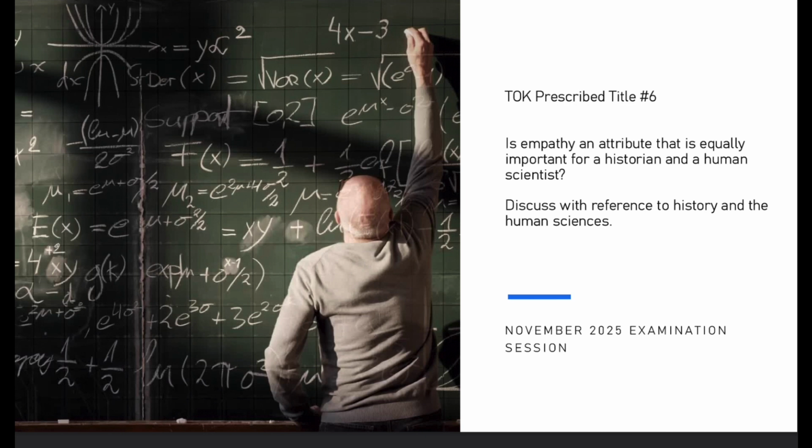Everyone. So for this video, we are going to discuss the TOK prescribed title number 6. Is empathy an attribute that is equally important for a historian and a human scientist? Discussed with a reference to history and the human sciences.